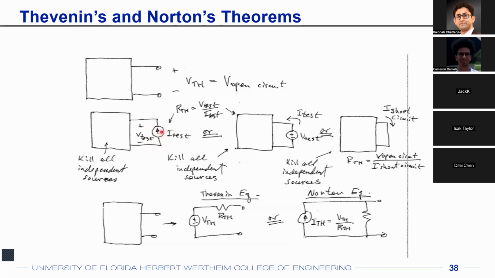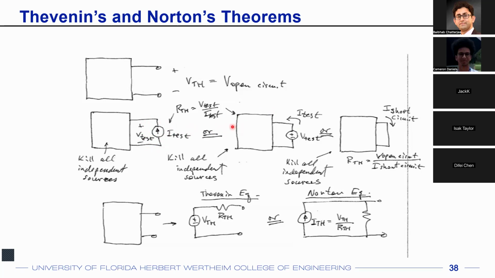So you have a test current source connected on the output side. You measure the voltage across it, and the ratio of V test and I test will again give you the same Thevenin equivalent resistance. And if you do the analysis in this way, you will see that you will get the exact same Thevenin equivalent resistance, whatever the method of your analysis.